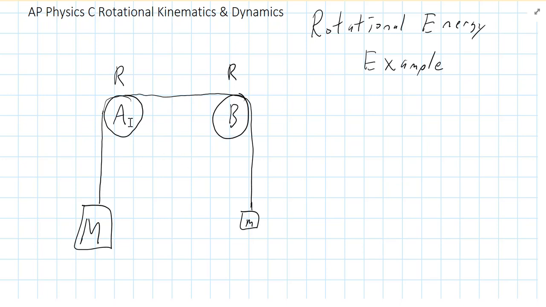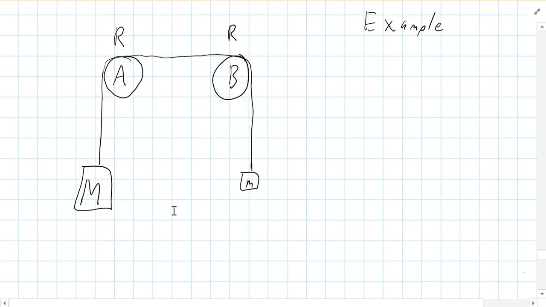And we'll call the masses A and B. And we have a larger mass on the left side and a smaller mass on the right side. And we're going to let this system go. Okay. And I want to know when the big mass has fallen some distance h, what's the velocity of the system? And then also, let's find the acceleration of the system as well.